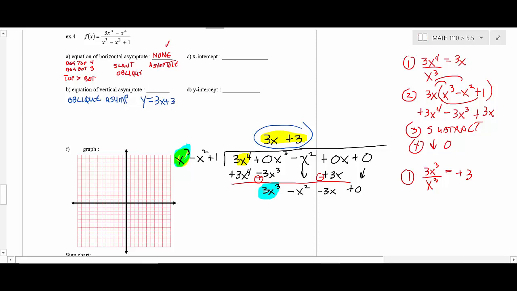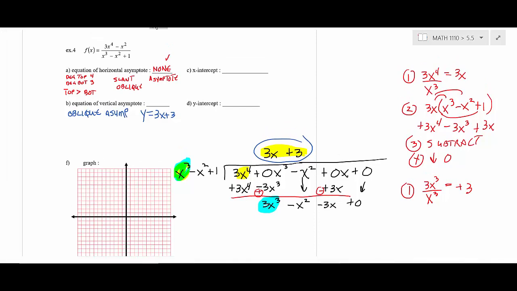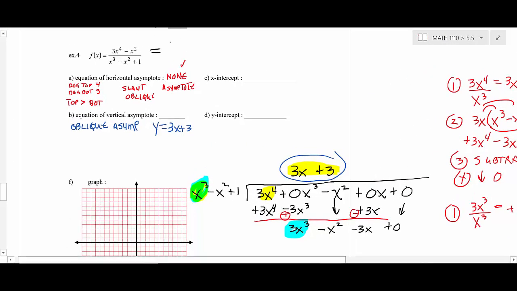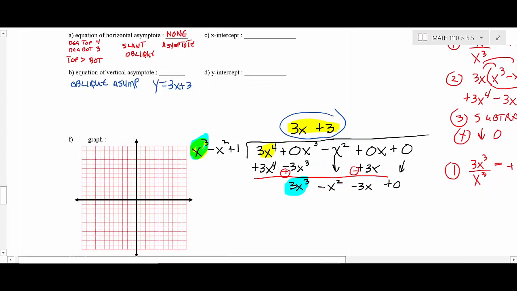Now this is a really good calculator problem because of what happens on the rest of the problem. So I want you to know how to do that. Now the next thing we got to do, if you were to go through and factor the numerator, you can take an x squared out of the top. So if we go back to the beginning of the problem, you'd have x squared times 3x squared minus 1 all over x to the third minus x squared plus 1.